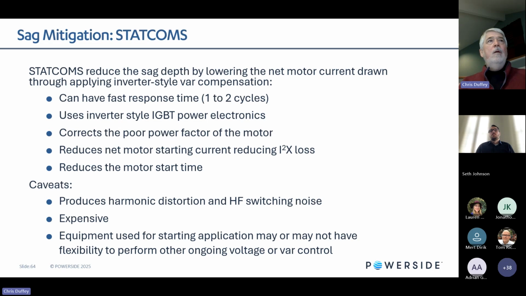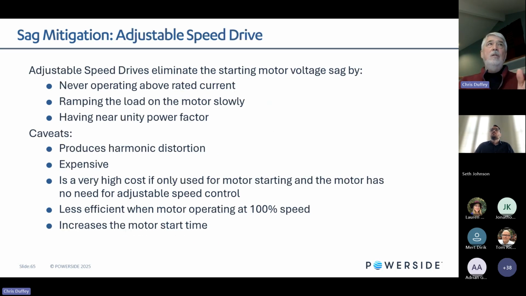Some caveats. Depending on how the StatComs are filtered, or if they're filtered at all on the output, or not filtered, they can produce significant harmonic distortion. And interestingly, where are we applying these? Typically on the weakest part of our network, where just a little bit of distortion goes a long way. So since that's where these are applied, they typically will add some significant amount of distortion and switching noise on the system. They're expensive. And the equipment that's used for the starting application may or may not have the flexibility to perform other ongoing control actions.